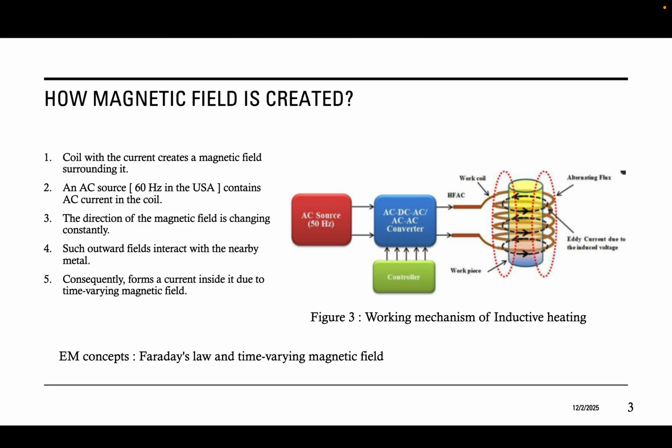And here if you look at this AC source, the magnetic field created by the AC source is bulged outwards and it gets connected with the metal surface, and that's how the eddy currents are formed. The direction of the magnetic field always changes constantly. The time-varying magnetic field is the one which is responsible for creating an induced current in the inductive heater, as Faraday's law says.